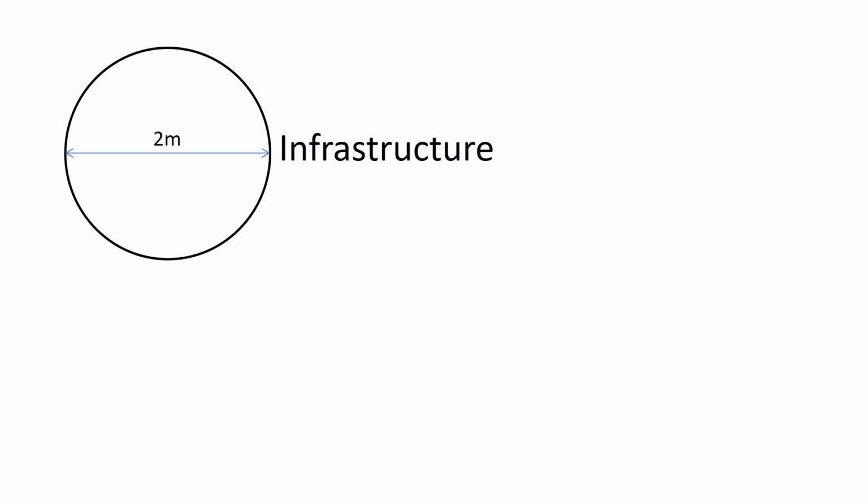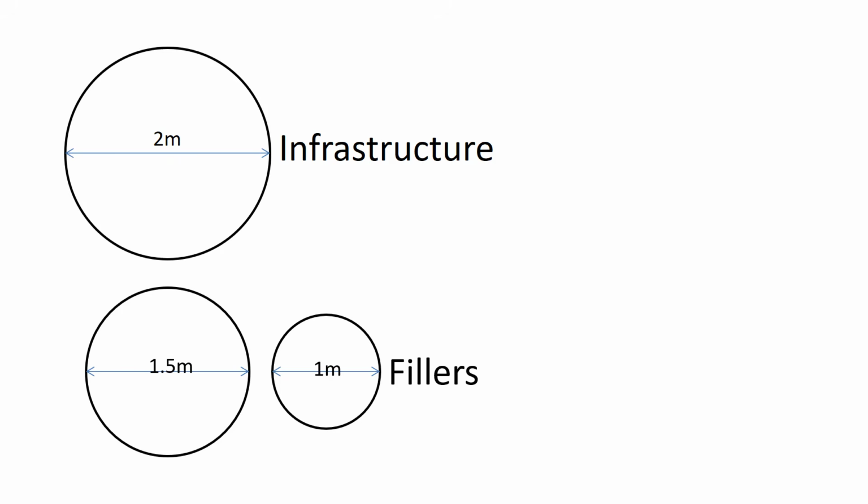These 5 circles start with a 2-meter circle, which represents the infrastructure planting, our mass plants that provide winter form and interest, and also provide a foil for the smaller, prettier plants that will occupy the fronts of the border. Next are the 1.5 to 1 meter filler plants. These could be both shrubs and large herbaceous perennial plants that provide the mass for the border.